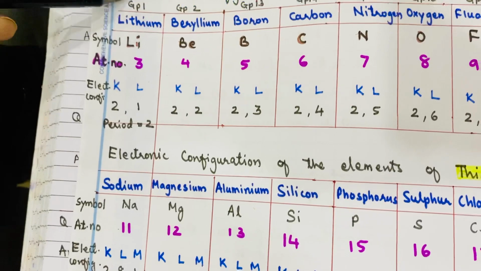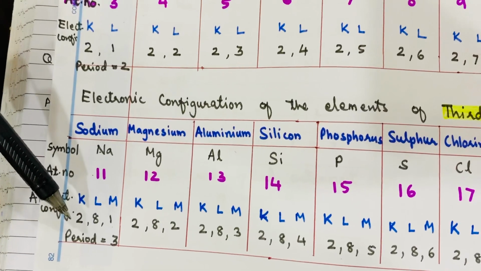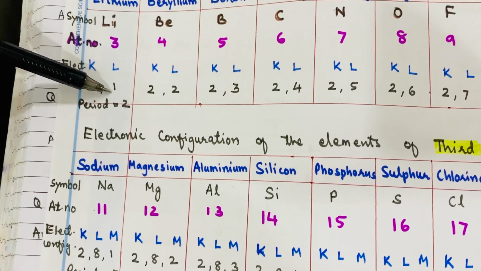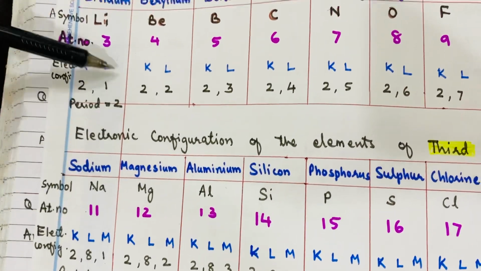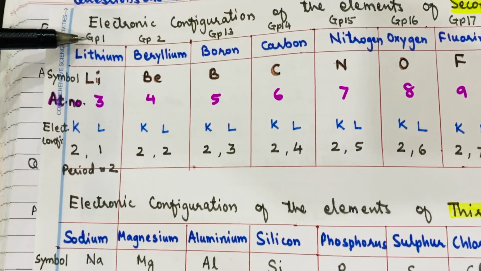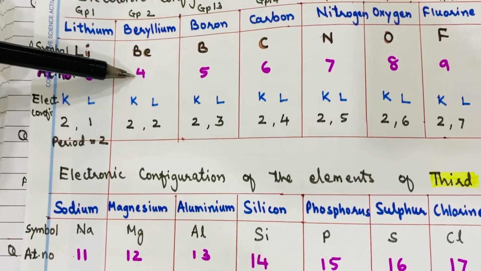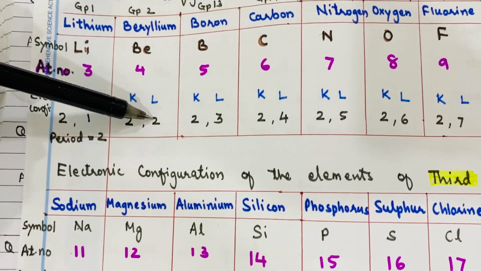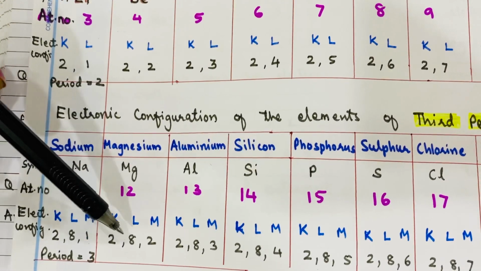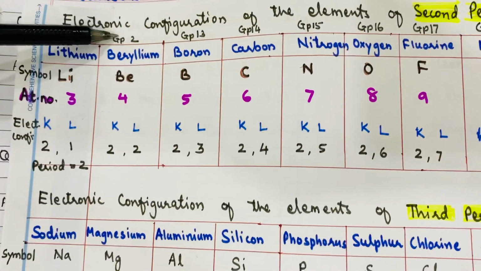Similarly, in this same group 1 there is one more element, sodium, atomic number 11, so electronic configuration 2, 8, 1. That means all the elements in group 1 have one electron in their outermost orbit, and that's why lithium, sodium, hydrogen and potassium are all in group 1. Now we are talking about group 2 elements. Beryllium has atomic number 4, electronic configuration 2, 2. Magnesium is also in group 2, having atomic number 12, electronic configuration 2, 8, 2. So both these elements have 2 electrons in their outermost orbit, and that's why they belong to group 2.